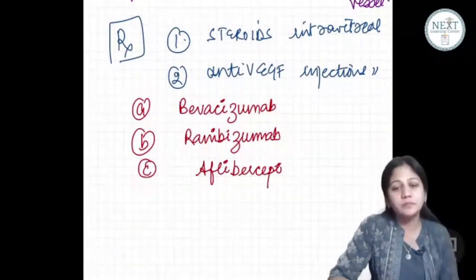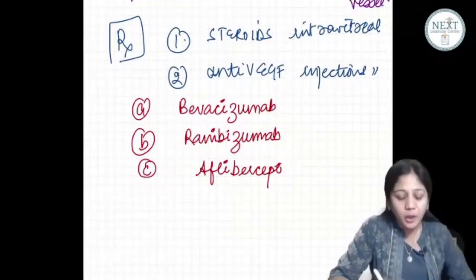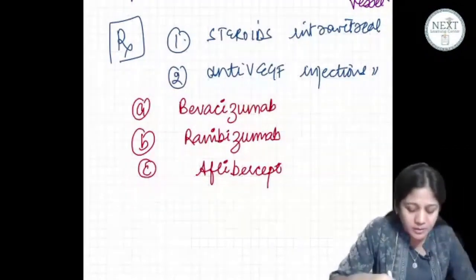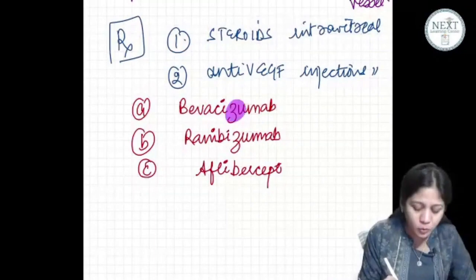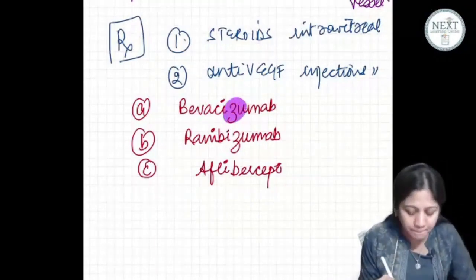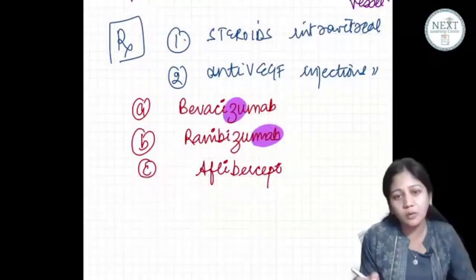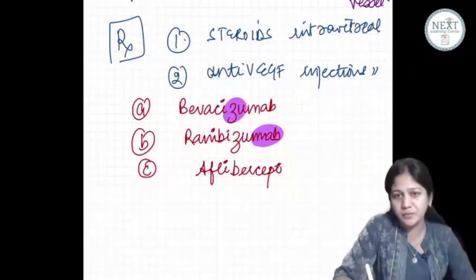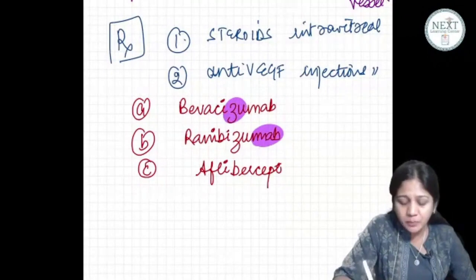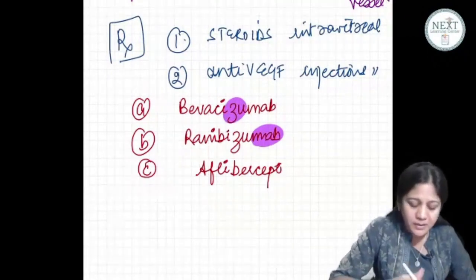Now, these are humanized monoclonal antibodies. Why humanized? Zoo means human. MAB means monoclonal antibodies. So these are humanized monoclonal antibodies against the VEGF. Okay? Now, which of them is FDA approved? Which of them is FDA approved?